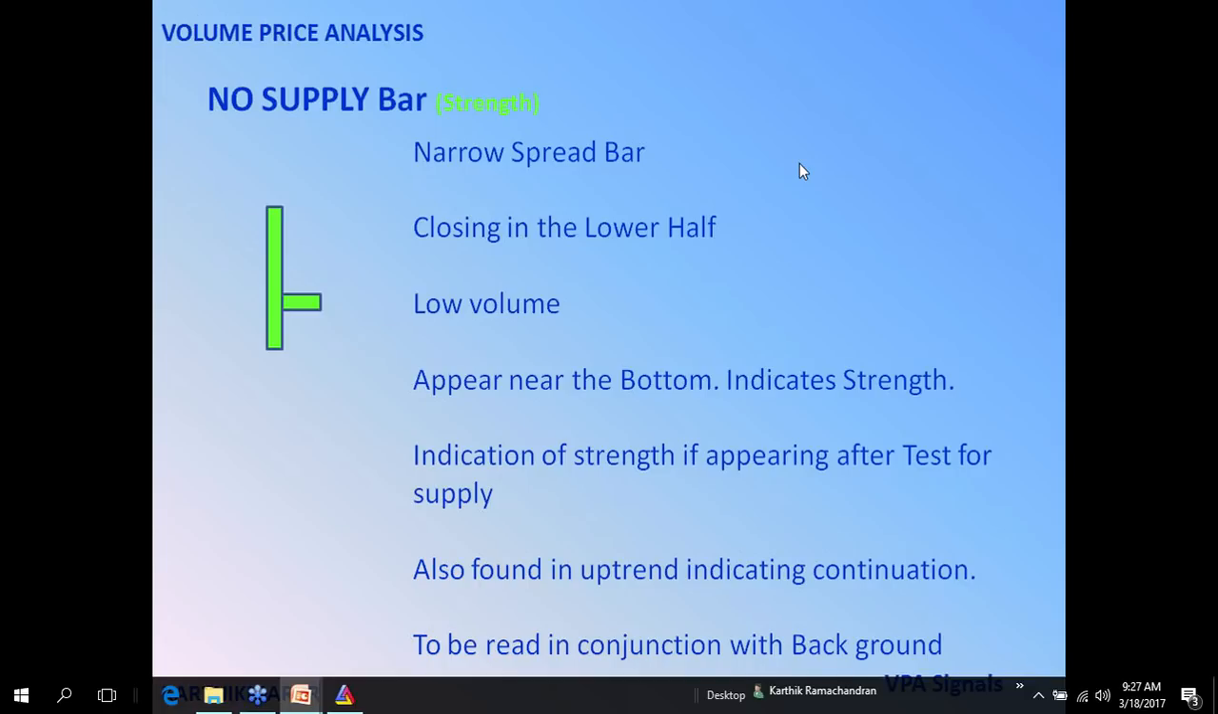The next one is the no supply bar, which is again a narrow spread bar. It is closing in the lower half, similar to the no demand bar, low volume, appears near bottoms, and indicates strength. Obviously, when there's no supply, then it is a sign of strength, and an indication of strength if it appears after tests. So it could be before it, when you get a no supply bar, then there could follow a test, or after a test again. If you see a no supply bar, it's a confirmation that the test for supply was successful. But these can also be found in uptrends, which of course indicates continuation. But again, like the demand bar, you have to look at the background, where we are, the location of the bars, etc.